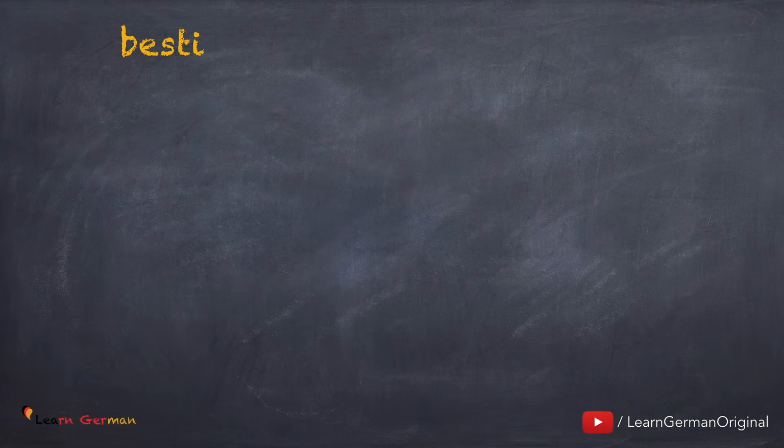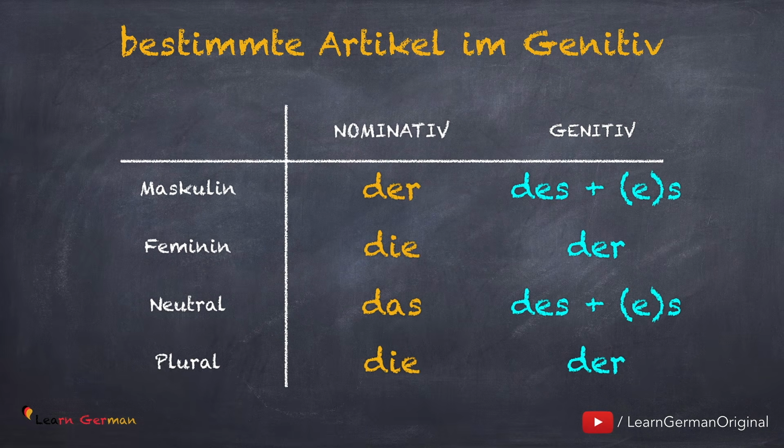Und hier ist eine Tabelle. Bestimmte Artikel im Genitiv. The articles im Genitiv are the same for masculine and neutral. The articles der or das change to des, and in the end the noun gets an extra es or just an s. The genitive articles for feminine and plural are the same. Die changes to der.